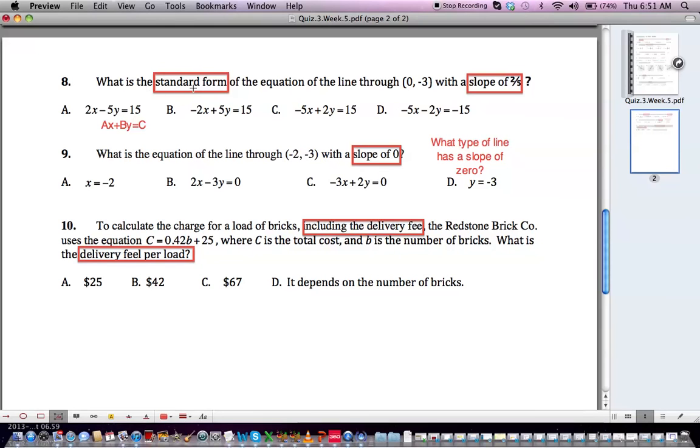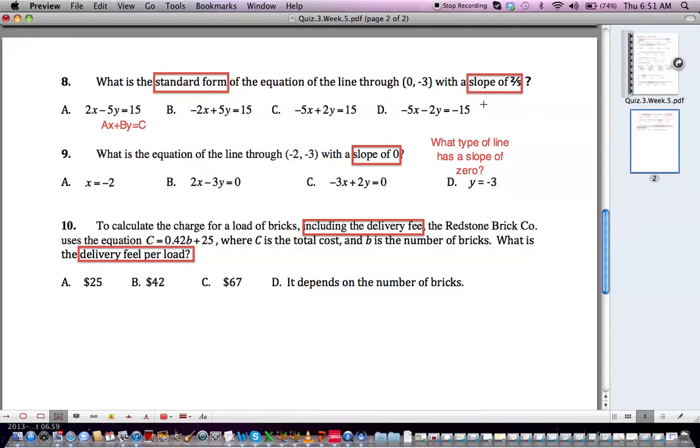Number 8, what is the standard form of the equation of a line through (0, -3) with a slope of 2/5? Remember, standard form is ax plus by equals c. So here's the slope here, and here is (0, -3), and we want to find the standard form. Okay, we want to find the standard form.